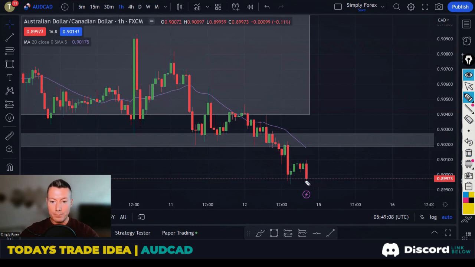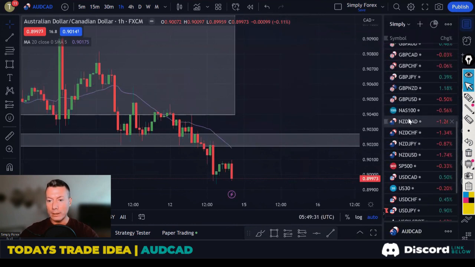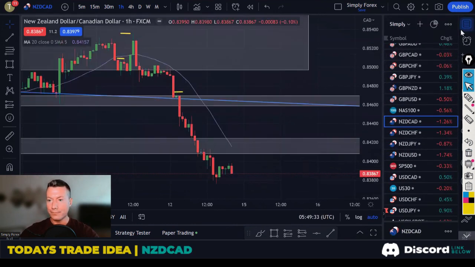Or, guys, price might retrace back into this grey zone. Yeah, where it reacted before. And then we get a bearish reaction. And then we start to take price lower. So, yeah, both of these ways are possible, guys. Okay, but Aussie dollar, Canadian dollar, we're looking to short this pair. And we're looking to short New Zealand dollar against the Canadian dollar.